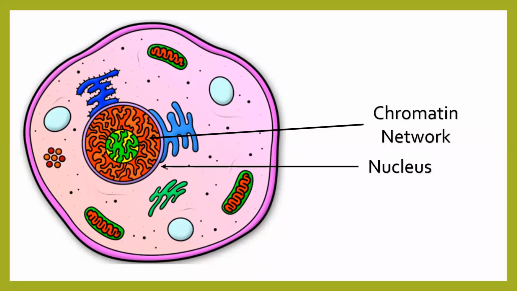Or it will also be called chromatin fiber. So how many names are there for the thread-like structure? Three: chromatin network, chromatin material, chromatin fiber. Can you guys repeat, wherever you're sitting right now? First, chromatin network, chromatin material, chromatin fiber.